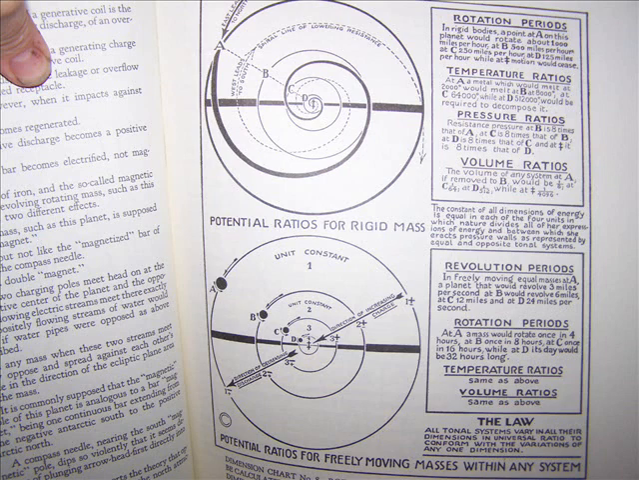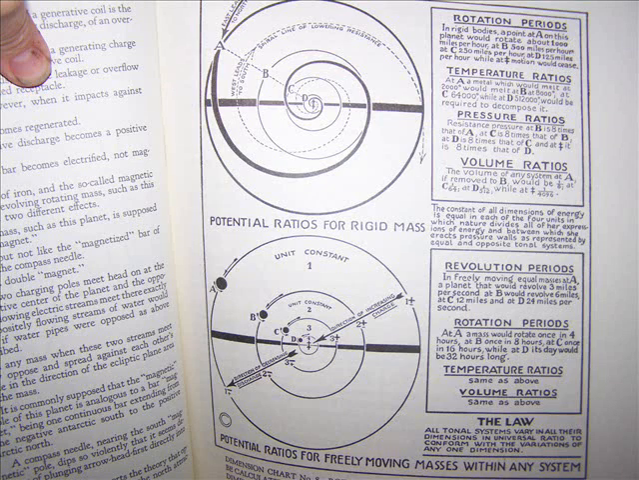It is the degeneration of a generating charge when it leaves the generative coil. In other words, it is the leakage or overflow from an overfilled receptacle. Not so, however, when it impacts against the iron. It then becomes regenerated. The negative discharge becomes a positive charge. The iron bar becomes electrified, not magnetized.